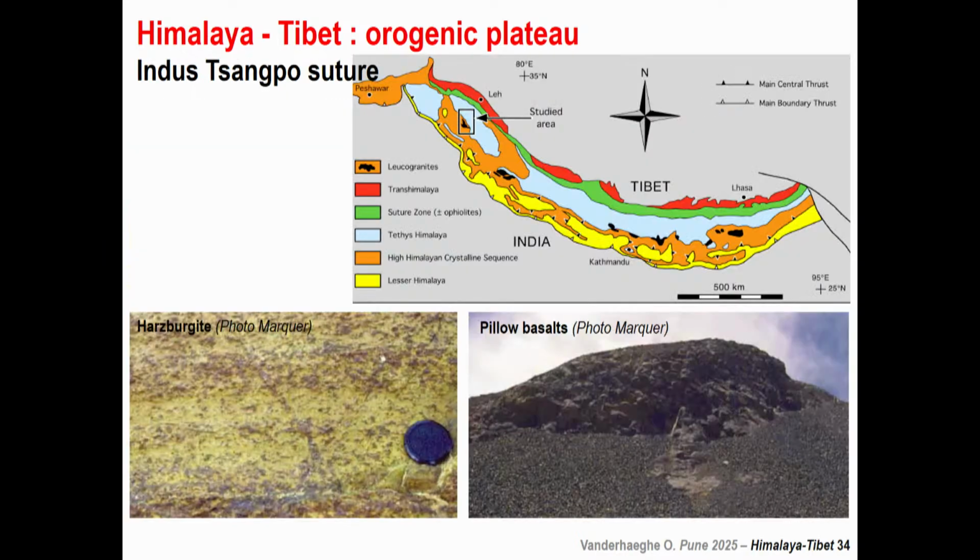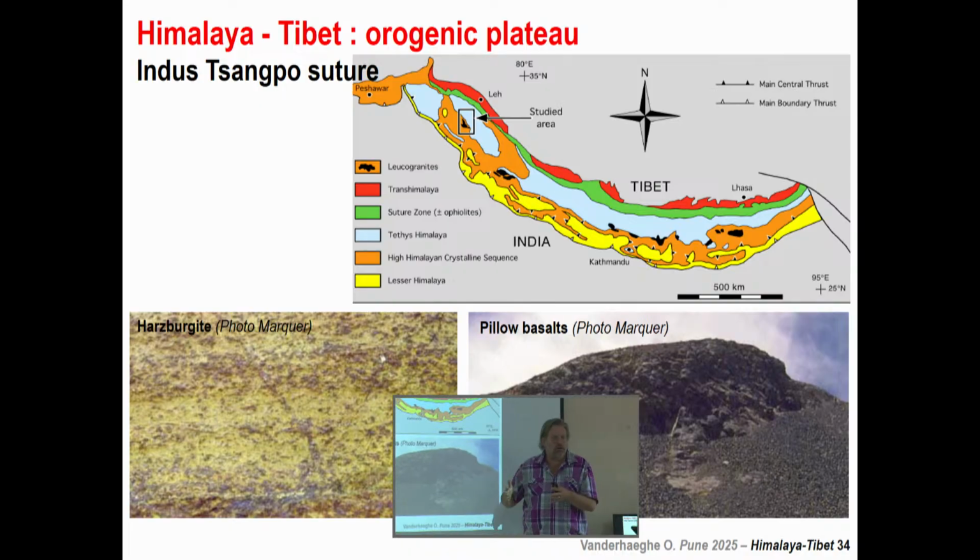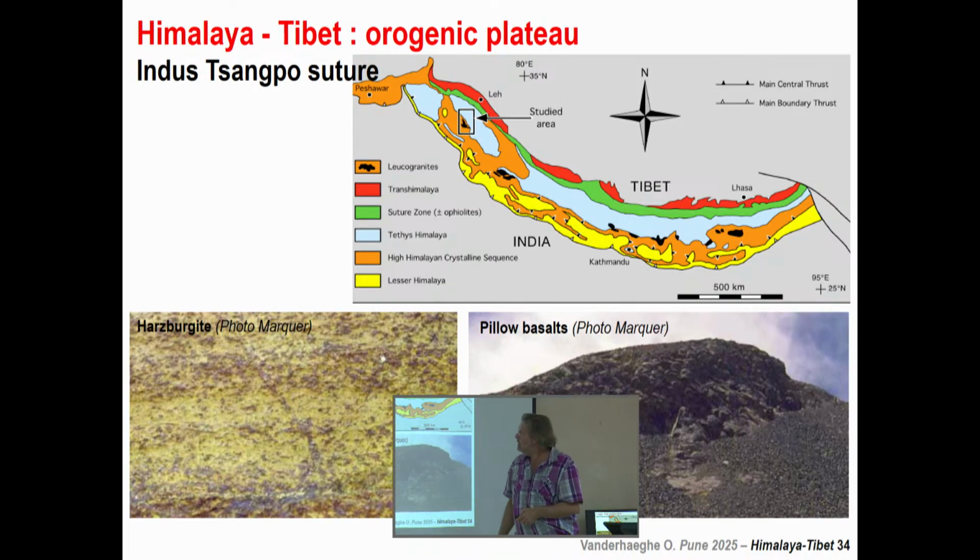And then the suture with the mantle rocks, harzburgite, pillow basalts for the crust. Okay, so Malika is probably going to say, well, but it was Nitin. I was going to talk about that, Nitin. So I'm not going to expand, but that corresponds to the green line here. So that's really the oceanic crust and part of its mantle that has been trapped in between the continents.